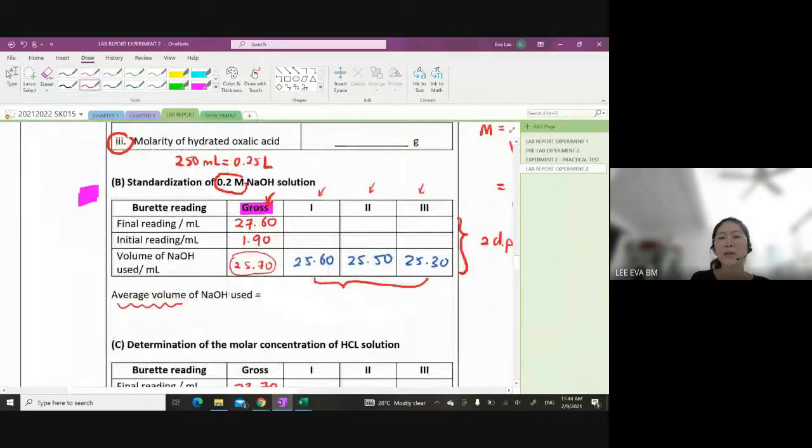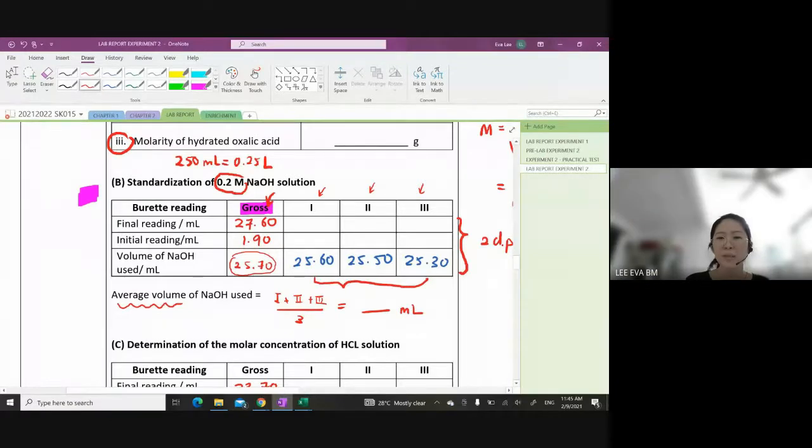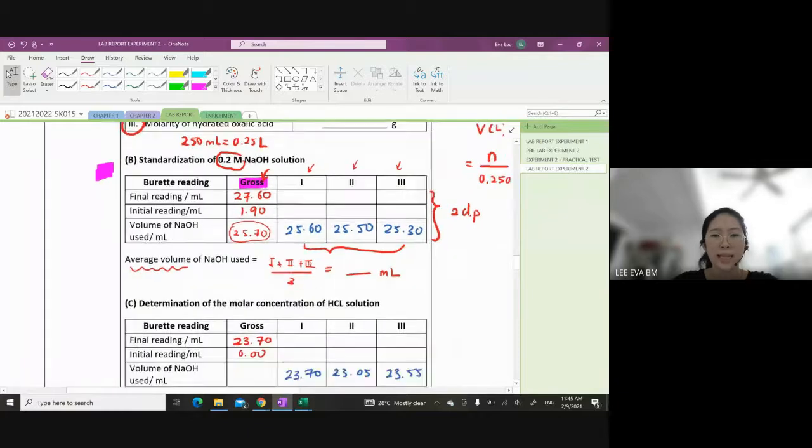Then you calculate the average volume of NaOH used. So you use set 1 plus set 2 plus set 3, divided by 3. Then this will be your average volume of NaOH. Is everyone clear? Yes, madam. Okay, don't include the gross value here. Only include set 1, 2, 3.